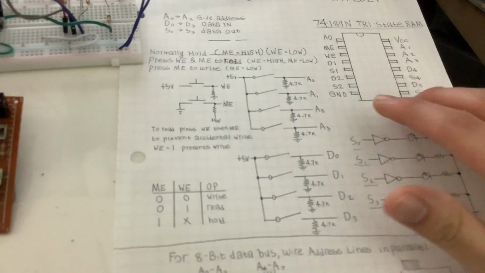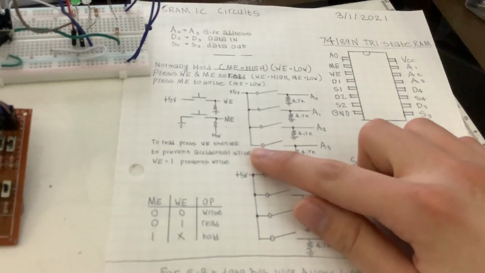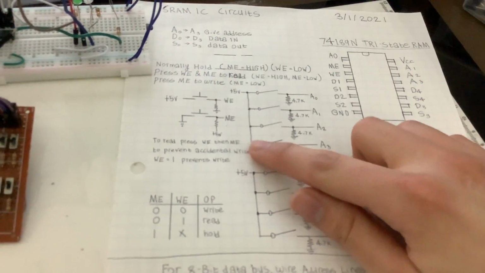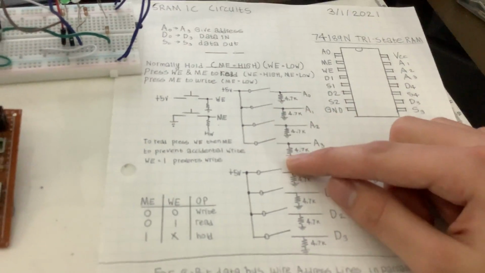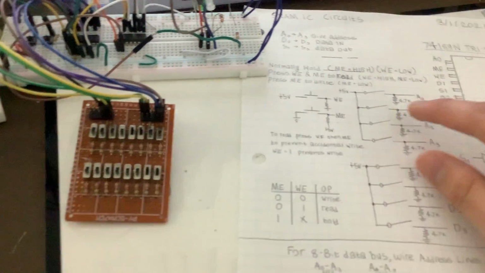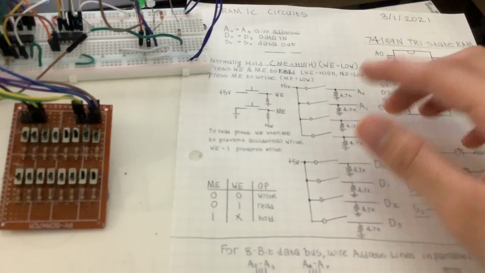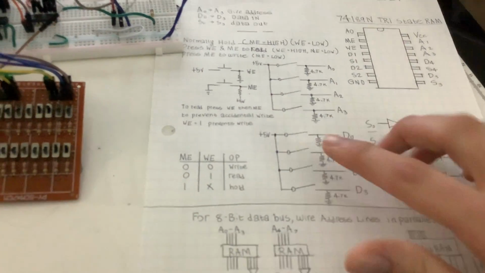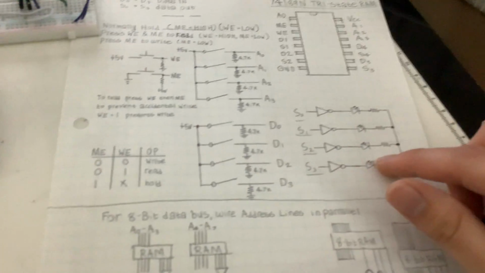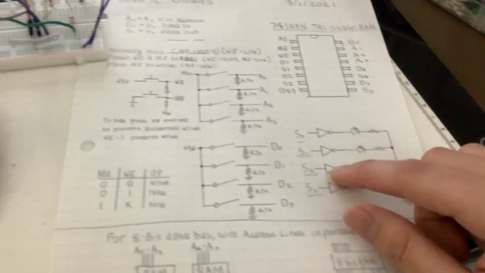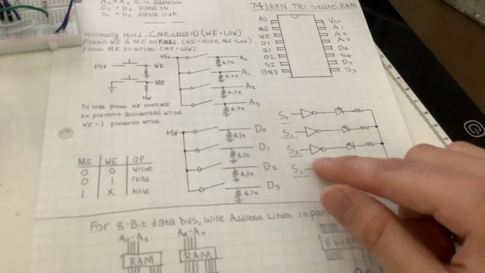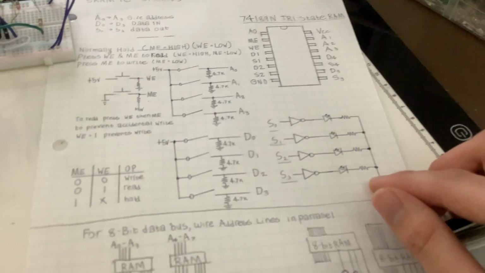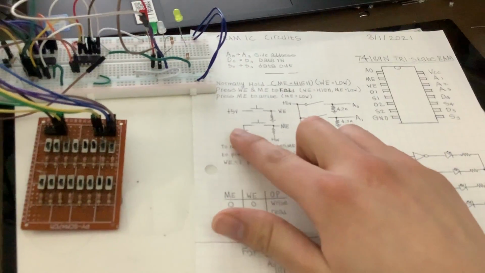So how we actually wire them is, the address lines are wired pretty simply. You have to pull them down to ground, which I'm doing with these resistors, and then you could just switch them to 5 volts to change the address. Same for the data lines. And the S lines have to go to inverters first. So they go to inverters and then to LEDs, to resistors, and to ground. You also have memory enable and write enable.